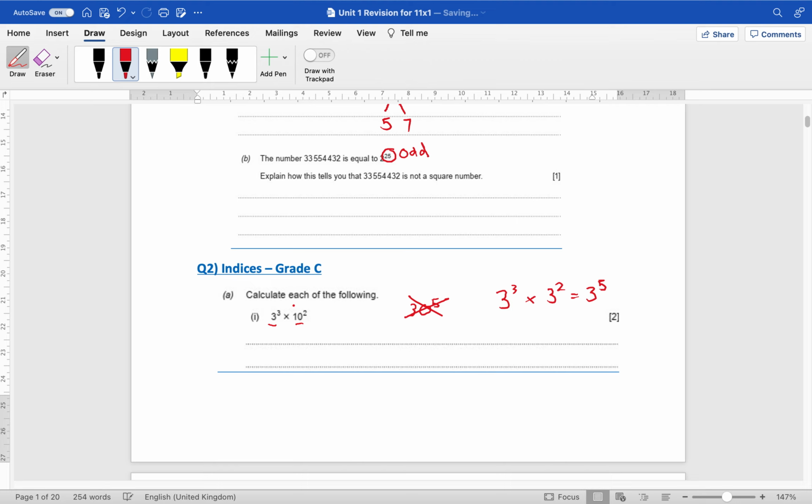So different numbers. The clue here is calculate, which means give an answer to, work out. So it's 27 times 100. Nothing else to say there. Just give your answers if you get questions like that. Okay.